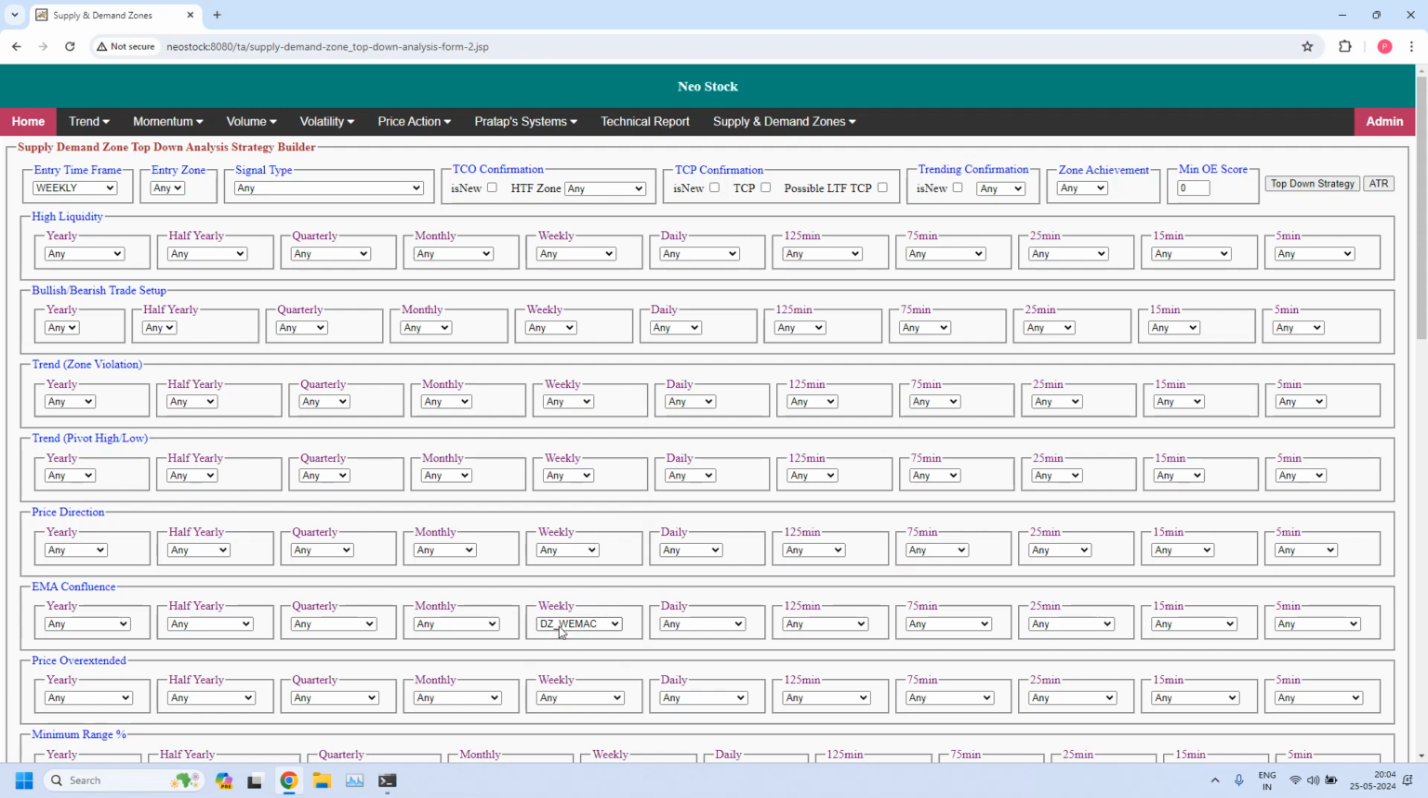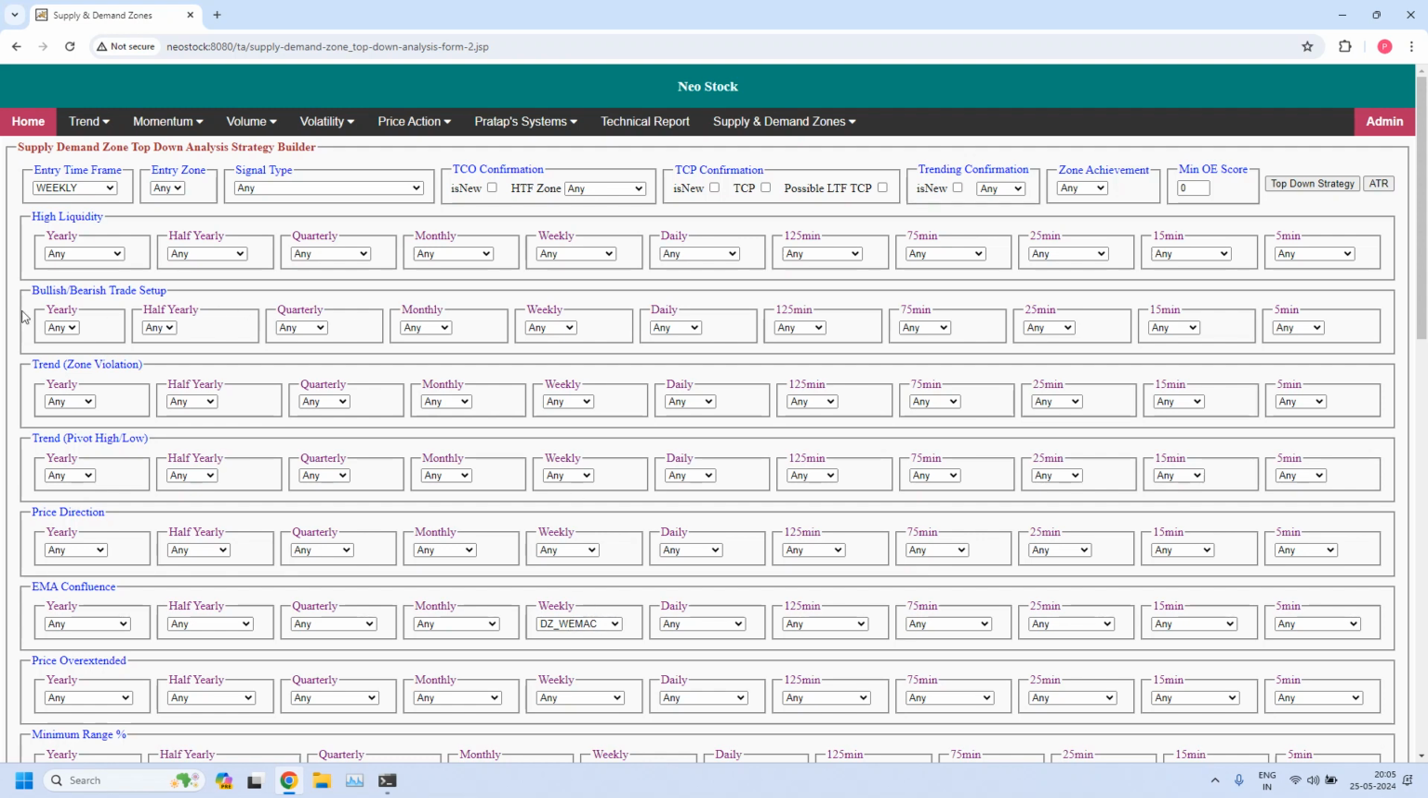So the weekly demand zone is having weekly EMA confluence because we selected the weekly time frame. We want such kind of stocks. But when there is an EMA confluence, the trend should not be sideways. Because it is a demand zone, a bullish trend is more valid, uptrend is more valid.